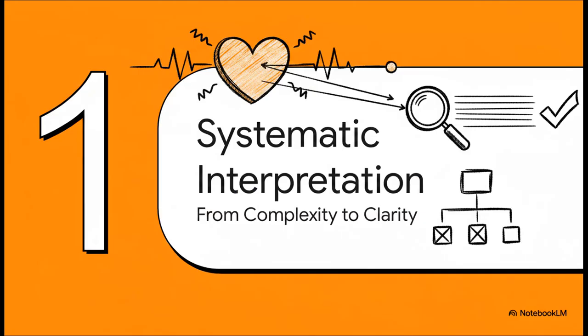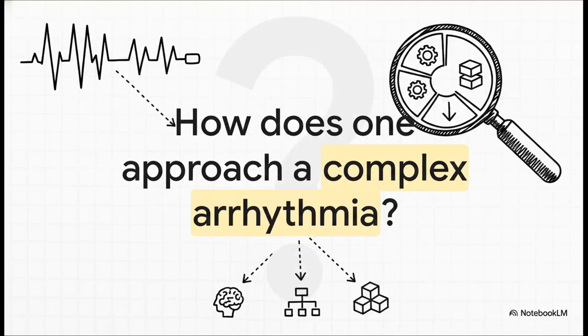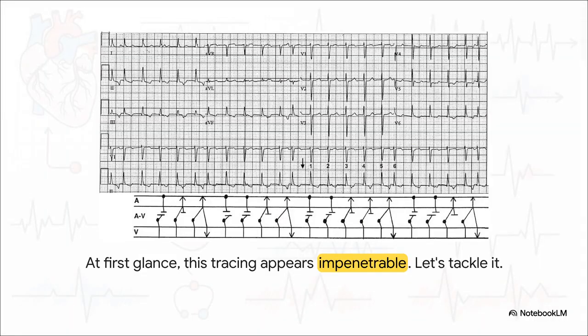Before we get to the cases themselves, we have to build a solid foundation. This first section is all about creating a reliable, systematic framework for approaching any challenging arrhythmia with confidence. So you're looking at a tracing that seems totally chaotic. How do you even begin? Well, the key isn't just about spotting patterns. It's really about having a system, a deductive process that lets you break down the ECG into smaller, much more manageable electrophysiological parts.